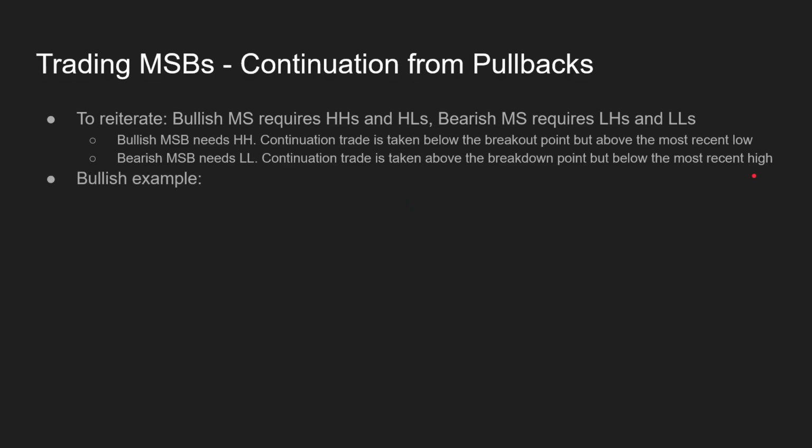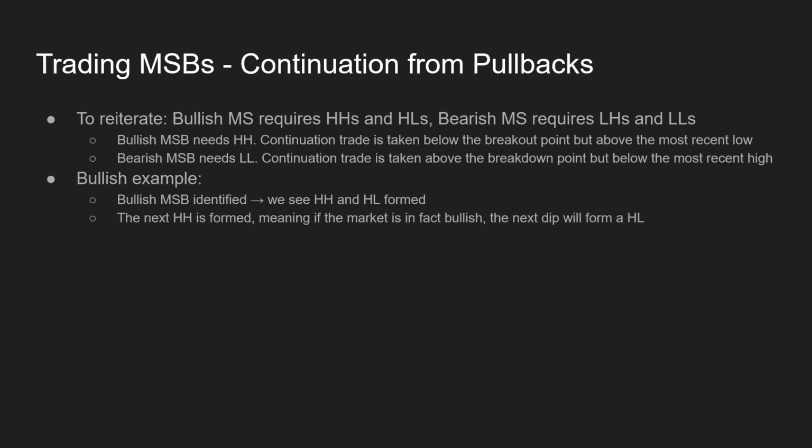So here's our bullish example. Let's say a bullish market structure break is identified. We see a higher high and a higher low formed. The next higher high is formed, meaning that if the market is in fact bullish, the next dip will form a higher low, right? This is the assumption that we're in a bull market or a bullish market structure. We're assuming that the next dip or the next low will form a higher low.